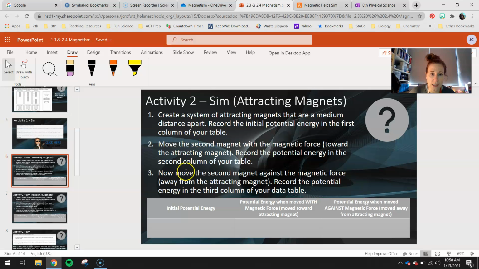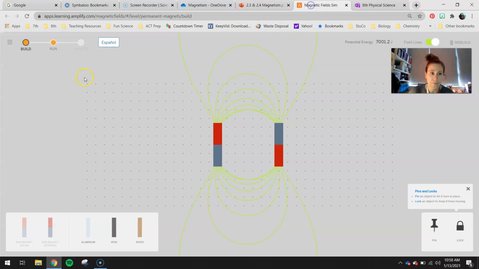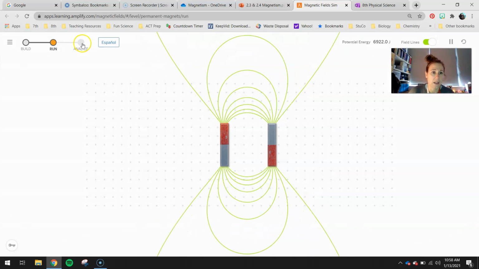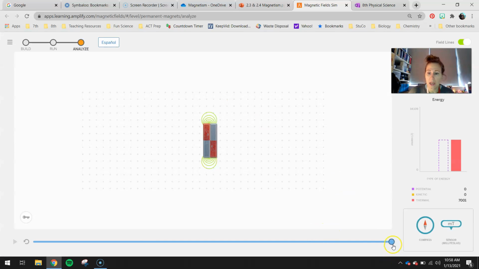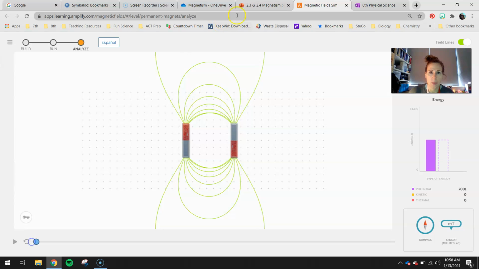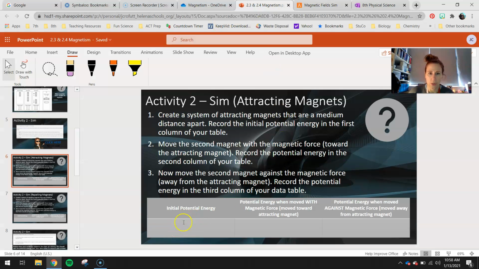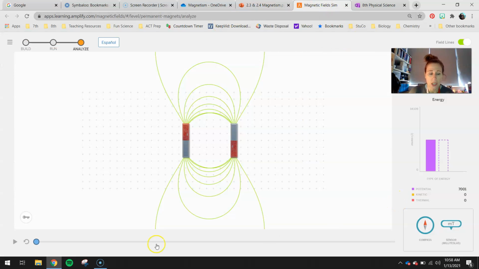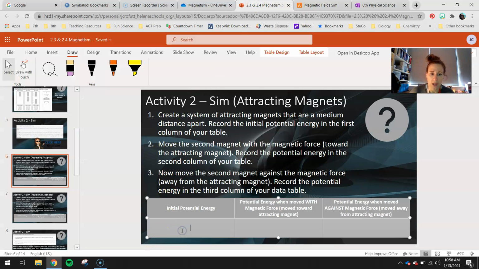Okay, so we've created our system. I'm going to go ahead and run my system and then click Analyze. And I want to go back and just see what my potential energy looked like before. So that's going to be our initial potential energy. So if I drag this back to the start before I release the magnets, looks like my potential energy was about 7,001 joules. So I would plug that in right into this box here for my initial potential energy.